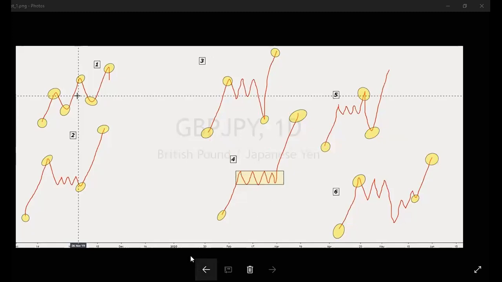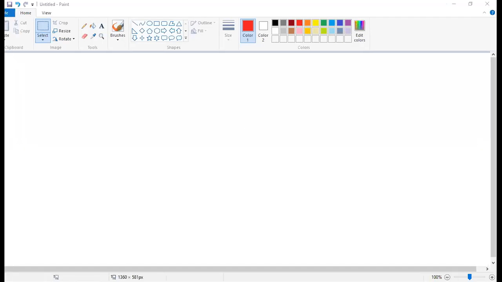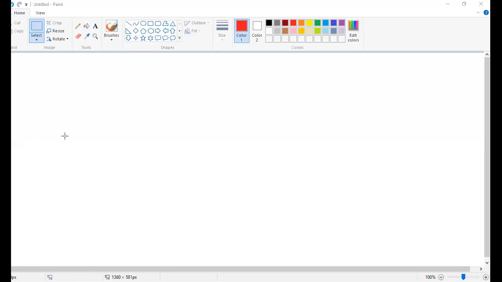That is all about that. So that's the uptrend, downtrend, ranging, premium, discount. Any questions so far? Okay. Hello. Yeah.